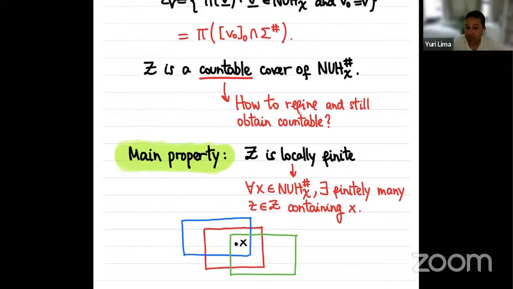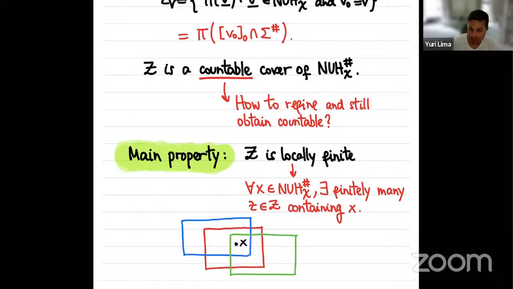What do I mean by a cover being locally finite? I mean that every point belongs to only finitely many rectangles. So although the cover is countable, when you fix a point and look at the number of rectangles that do contain this point, this is finite. So locally, everything works as a finite cover, and a finite cover you can refine and still get finite. So as soon as we have local finiteness, we can apply the refinement and still get a countable cover.